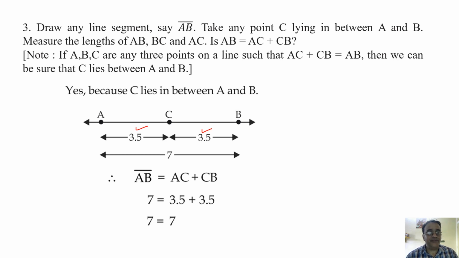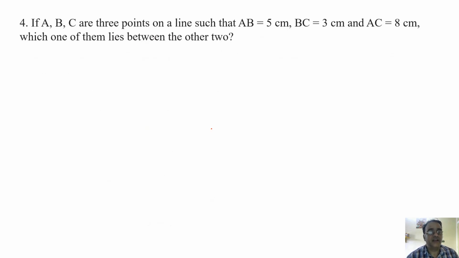Okay. Now we are moving toward question number 4. If A, B, C are 3 points on a line such that AB is equal to 5 centimeter, BC is equal to 3 centimeter and AC is equal to 8 centimeter, which one of them lies between the other two? So it's very simple. First you have to identify the sum of which two sides is equal to the third side. So see, 5 plus 3 is equal to 8.